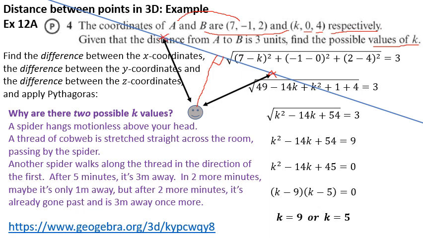If you want to investigate this a little better, there's a 3D version of a GeoGebra file. You can mess with the value of k and watch the actual points move around. Next, we'll look at what vectors look like in 3D space.